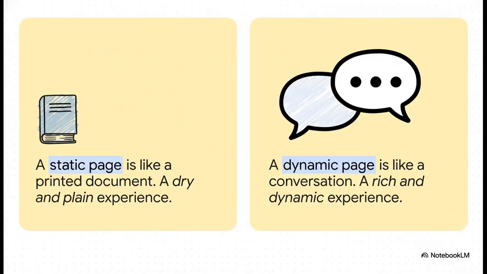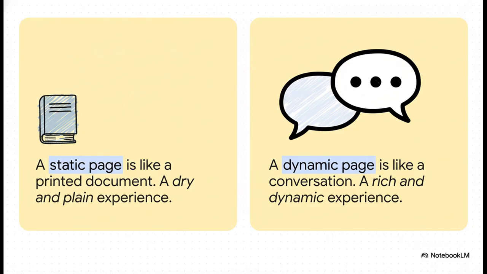Well, in the very beginning, websites were a lot like printed documents. The early web was, to put it simply, a pretty dry and plain experience. You could read stuff, but that was about it. Now, of course, we have these dynamic pages. They're more like conversations. We have shopping carts, social networks. It's a rich experience. So how did we get from there to here?